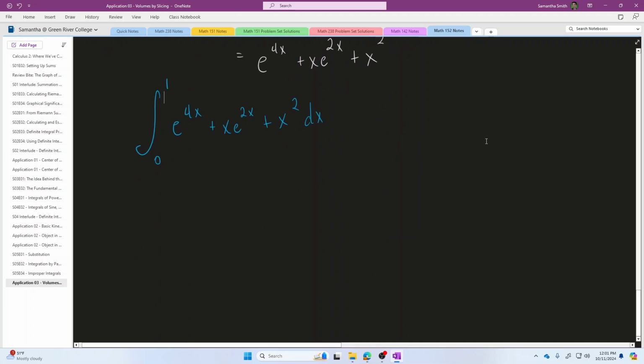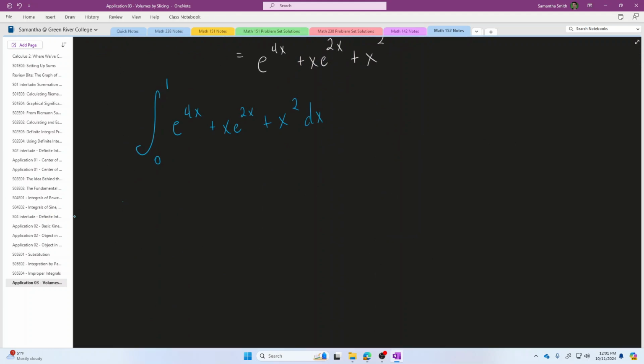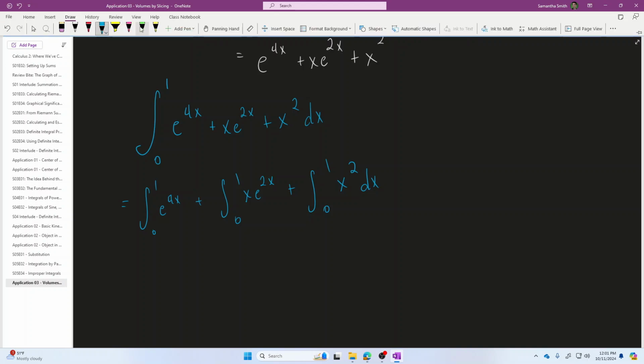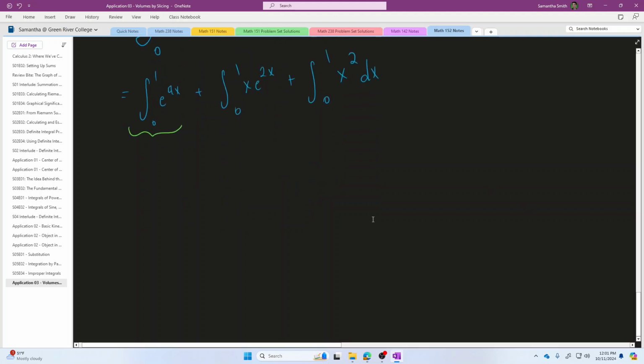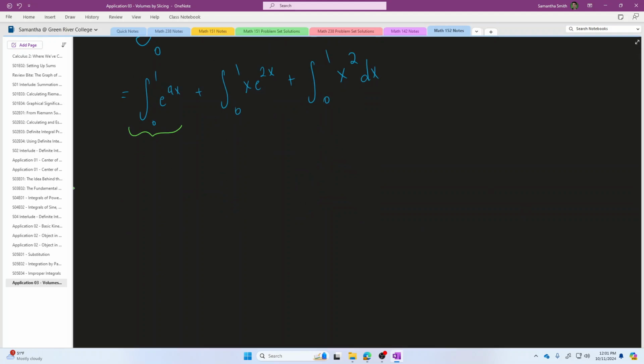Now to do this calculation, I will start by using sum rule to separate this into e to the 4x, x e to the 2x, and x squared. I can integrate this first expression using chain rule. Let me break it down into parts. Or, more appropriately, since we're doing integrals instead of derivatives, I should say substitution. This integral in the back is really straightforward. This guy could be found just using power rule.